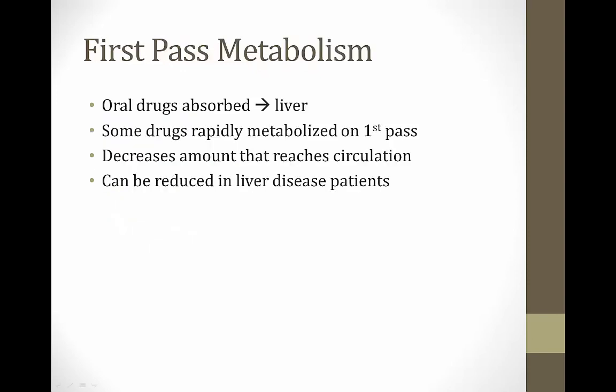Oral drugs that get absorbed go directly to the liver, and some drugs are very rapidly metabolized such that on the first pass, a significant portion of the drug is eliminated before any of the drug gets to the systemic circulation. So first-pass metabolism can decrease the amount of drug that reaches the systemic circulation. One caveat that's high yield to know is that in patients with liver disease, the amount of first-pass metabolism can fall. This means more of the drug may reach the systemic circulation than you would ordinarily expect.